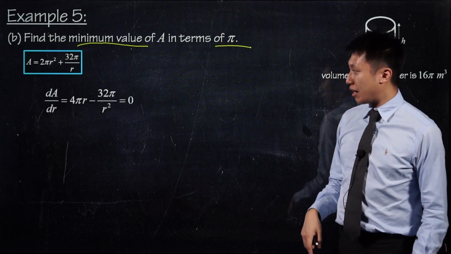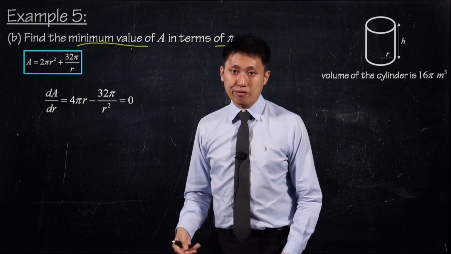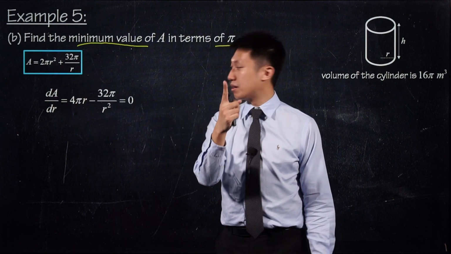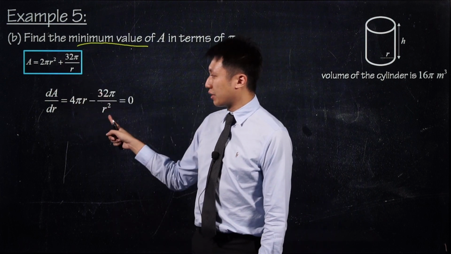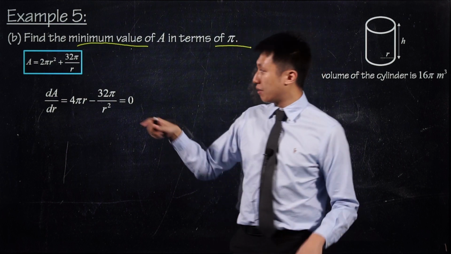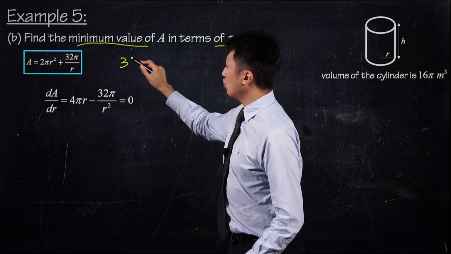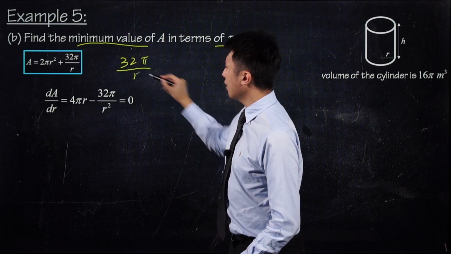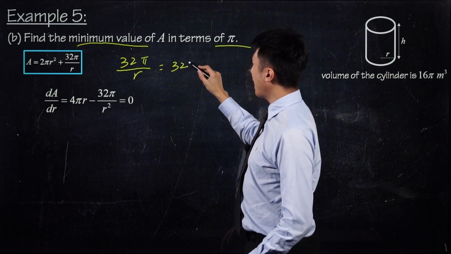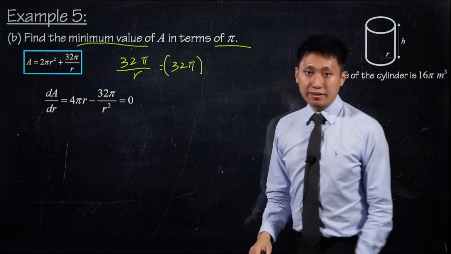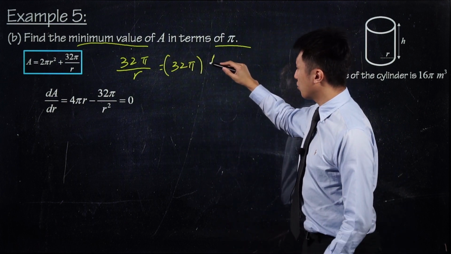Okay, so now I'll show you how. What you need to do is differentiate with respect to r because there's only one variable. Differentiate, I get this one. I'm one step further. If you still can't get this one, you have to think about this one. 32 pi over r means 32 pi is a constant, then differentiate 1 over r, right?